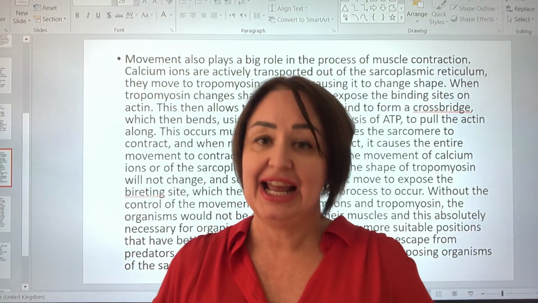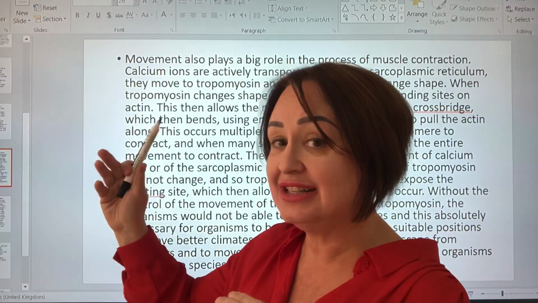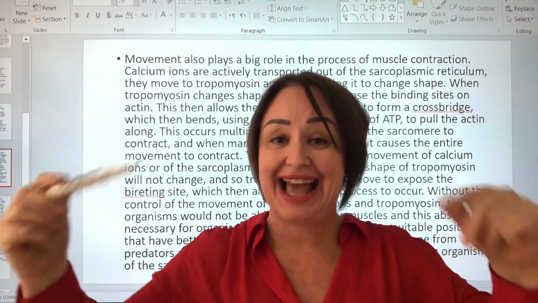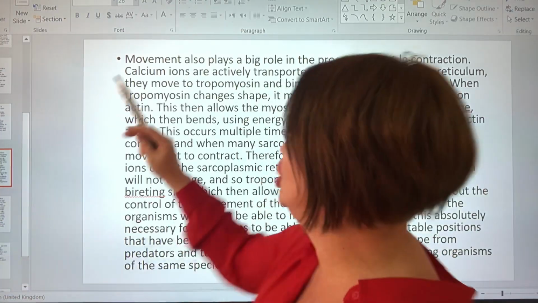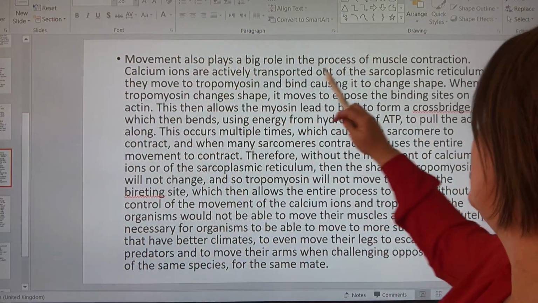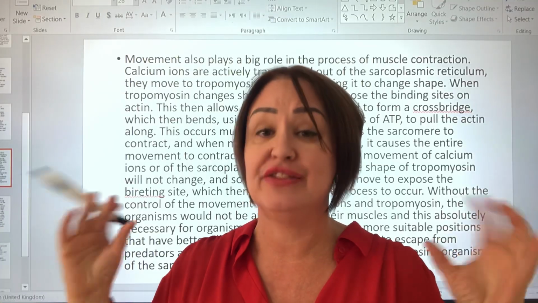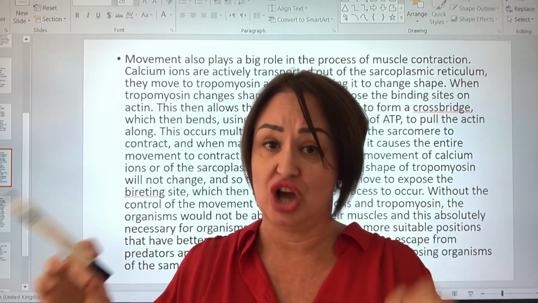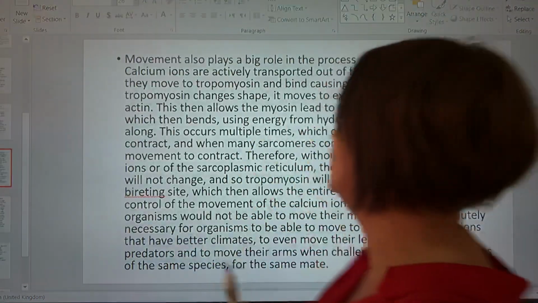So you'll see that we have the same things going on. In the first sentence, what's she done? She's linked the essay title to the very reason why she's writing this paragraph. She said movement also plays a big role in the process of muscle contraction. Again, it's not particularly A-level. It's a short sentence that does its job. This is why I'm writing about this. It links to the essay title.